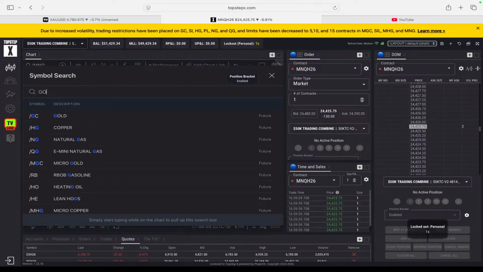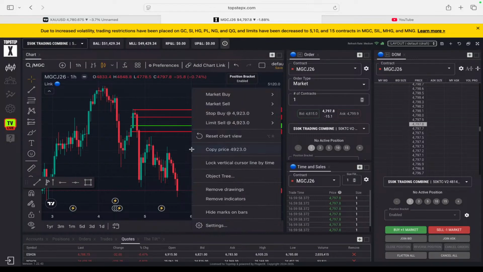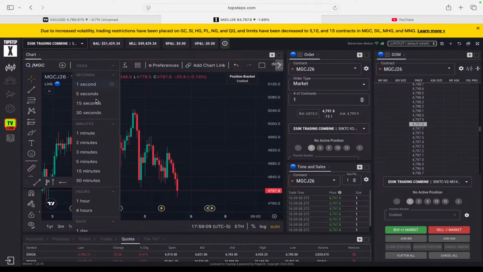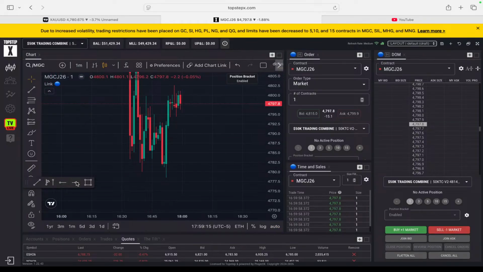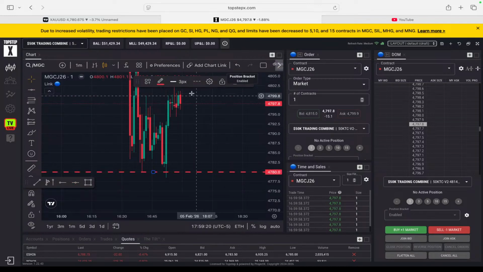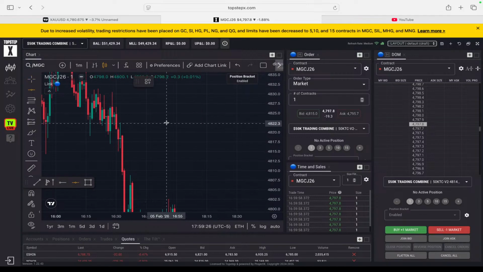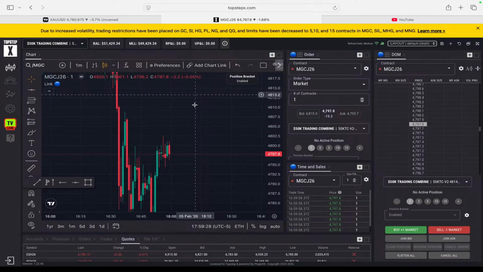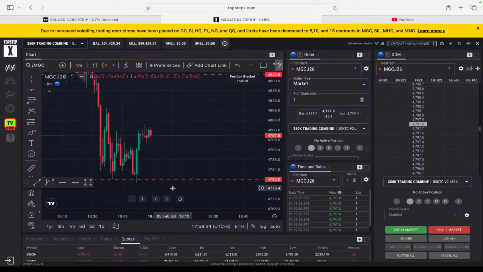Let me go ahead and do the same thing on this. It would help if I go to the right one. MGC. Go ahead and clear the chart. All right, cool. So, boom, put my little lines right here. Red dash. And then up here. All right, guys, so we're all set. We are looking for price to close below this line or go above the other line.